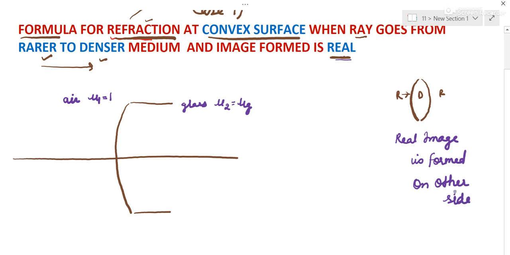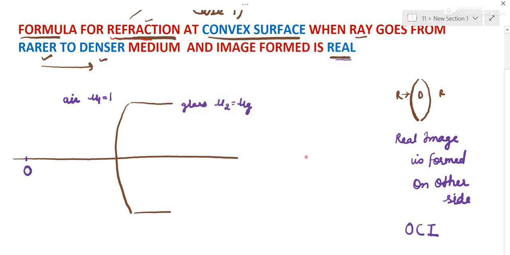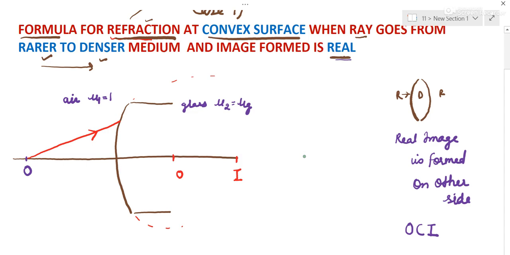And the order is OCI. Okay, so we will see, this is the object. Where will be the location of the center of curvature? Whichever side the circle is getting completed, that side. So the center of curvature is this side. And here you can take the image. So this is the object's ray. You can make it absolutely straight. Then this is your center of curvature's ray, which will pass through this C.